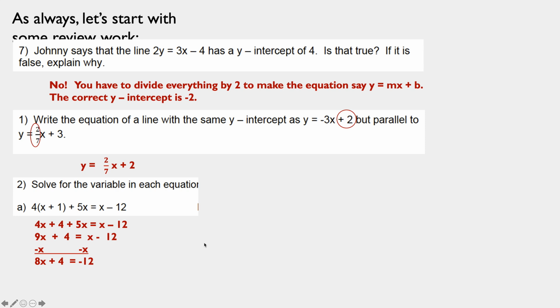Now it's a standard two-stepper, opposite sides with the numbers. I subtract 4 from both sides. I get 8x is negative 16. Dividing by 8, and I get x is equal to negative 2.